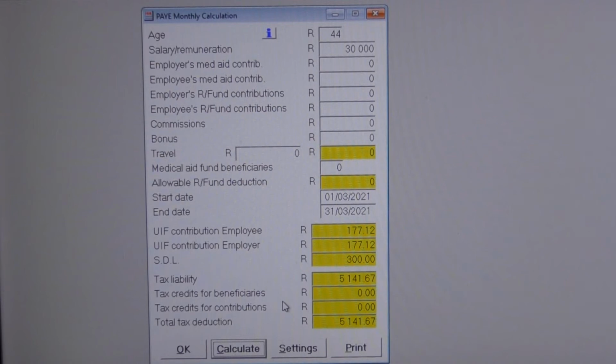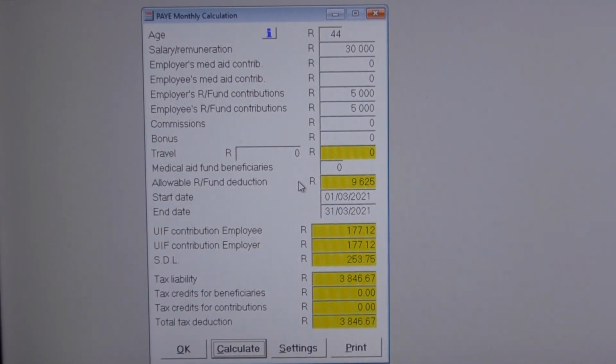Here we have a different taxpayer earning 30,000 Rand monthly salary, and we can see the tax on the 30,000 Rand is 5,141 Rand. Let's say that the employer and the employee each contribute 5,000 Rand a month to the employee's retirement funds. While the employee's contributions are not added to income for tax, the employer's contributions are added to remuneration as a taxable fringe benefit. This means the remuneration effectively increases to 35,000 Rand.